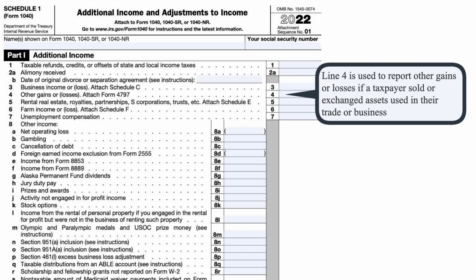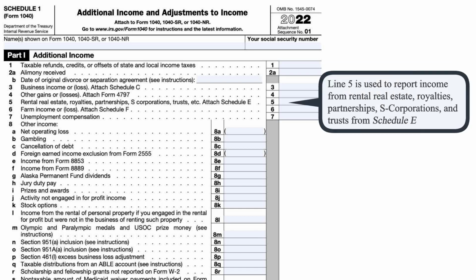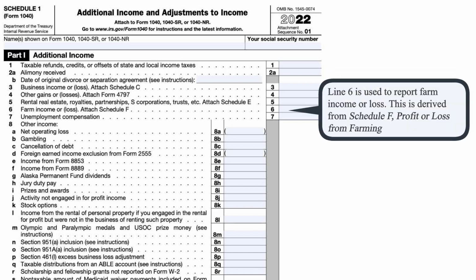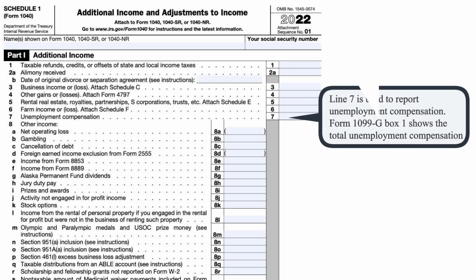trade or business. Line 5 is used to report income from rental real estate, royalties, partnerships, S corporations, and trusts. This amount is derived from Schedule E, Supplemental Income and Loss. Line 6 is used to report farm income or loss. This is derived from Schedule F, Profit or Loss from Farming.